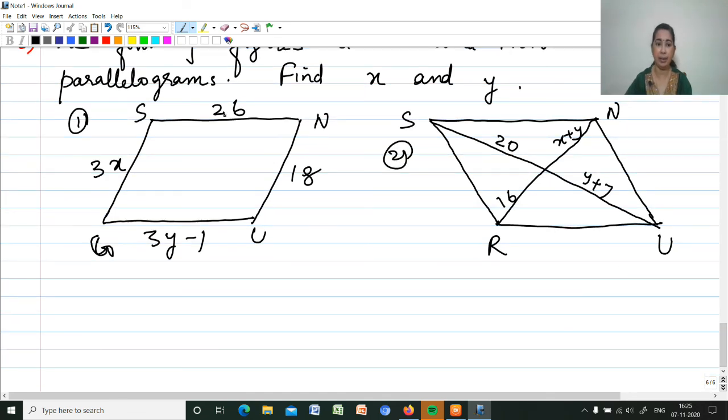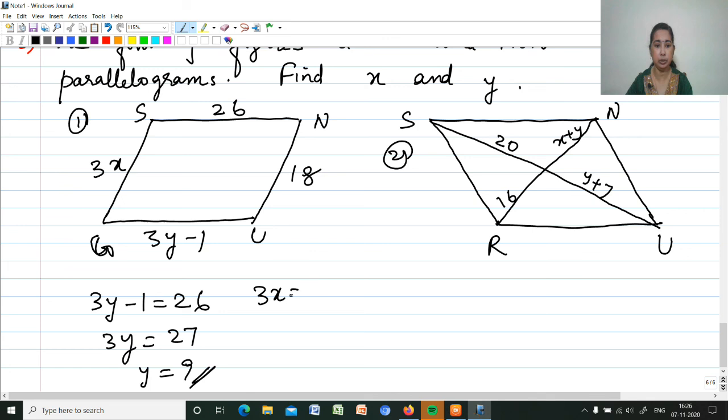Opposite sides of a parallelogram will be the same. So 3y minus 1 is equal to 26, or 3y is equal to 26 plus 1, that is 27, or y is equal to 27 by 3, that is 9. Then here 3x is equal to 18, so x is equal to 18 by 3, that's equal to 6. So x equals 6 and y equals 9.